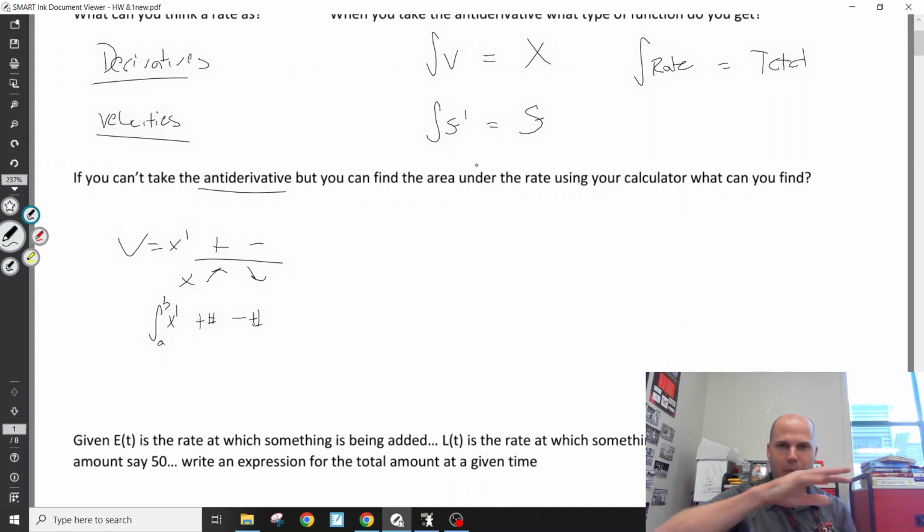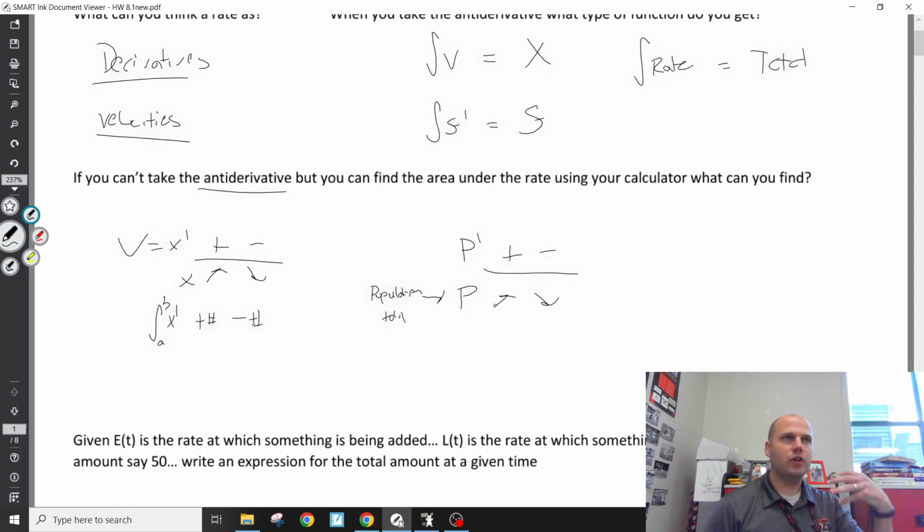We are going to transition back to f's and f primes, but we're going to take a pit stop along the way with p, where p is considered like an amount or a population, a total. We can look at signs of p prime. It'll tell us if the total amount of something is increasing or decreasing. And then the areas under p prime will tell me how much I'm increasing and decreasing. If you don't have a calculator, if you want to find an area, you have to use an antiderivative.